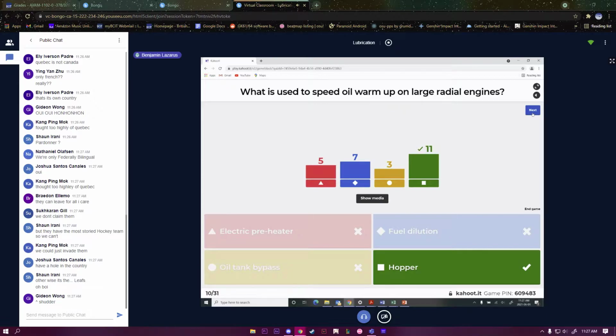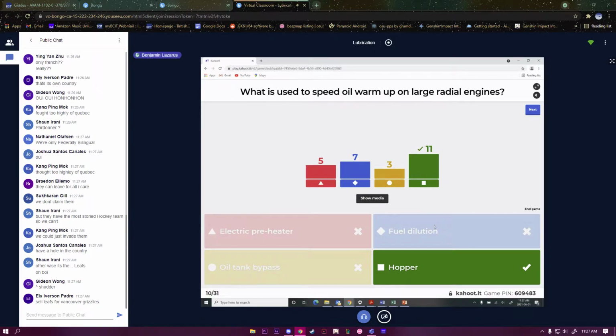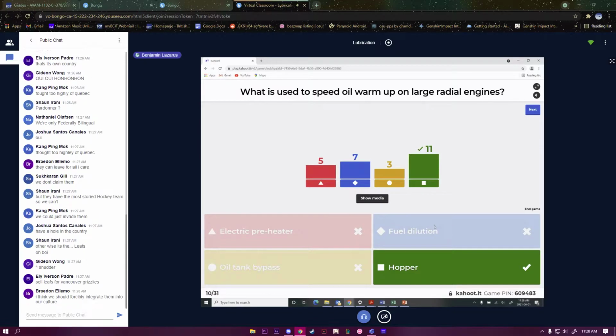Okay, fuel dilution. Okay, so fuel dilution does not speed up the oil warm-up. Fuel dilution is to help us get the darn thing started on a cold morning. That hopper tank, which is built into the main tank on these radial engines, helps speed up the oil warm-up. And what it does is it allows us to not warm up all of the oil. We can just warm up some of the oil.